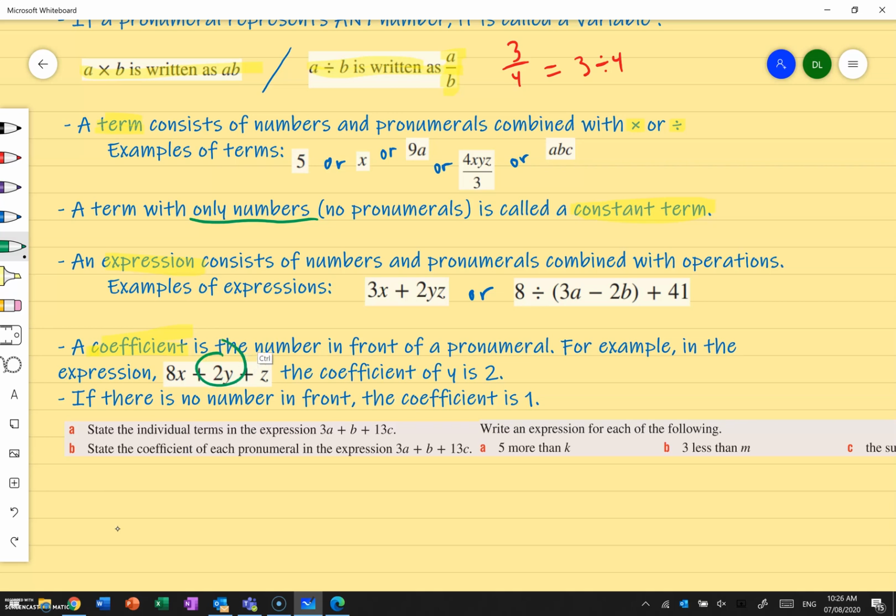Or if I choose this one over here, the coefficient of x is 8. So it's whatever number's in front of the pronumeral, okay? If there is no number in front, the coefficient is 1.